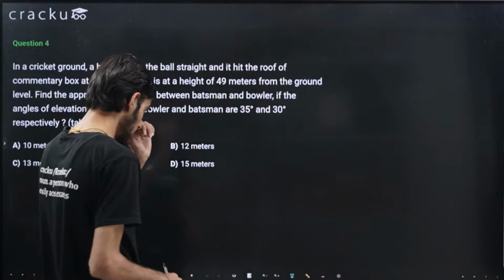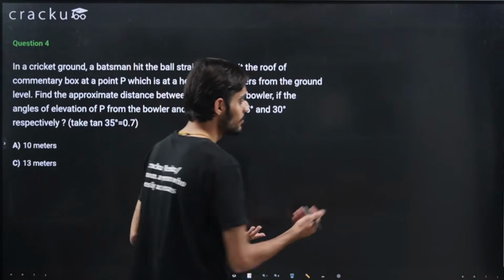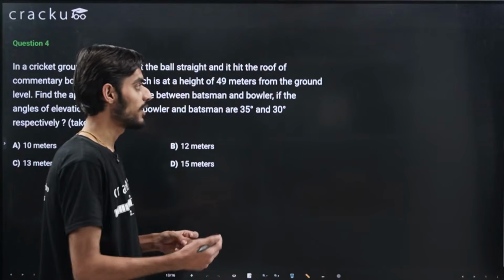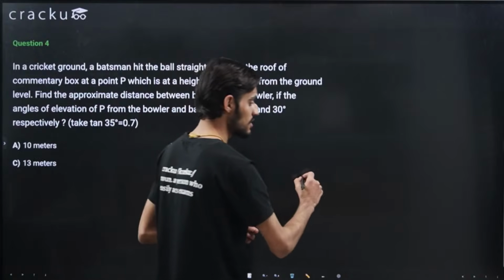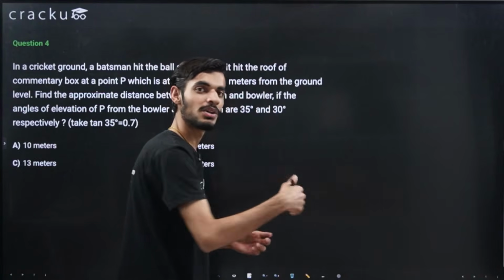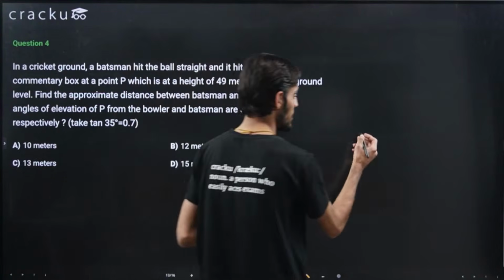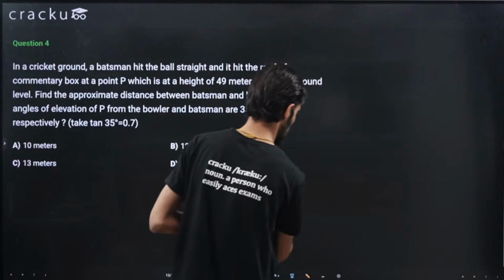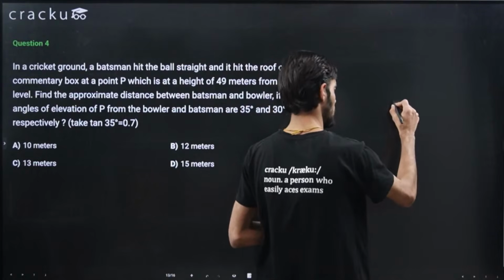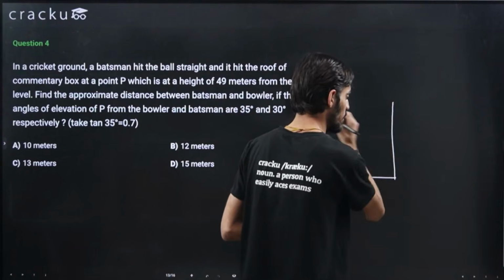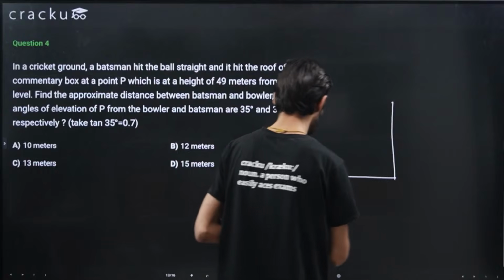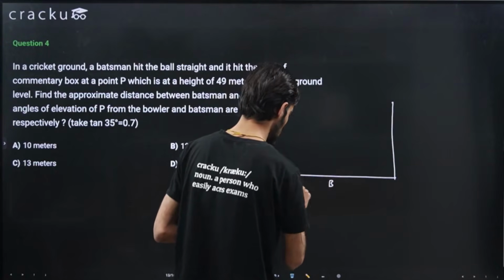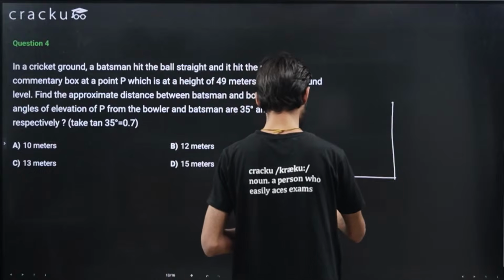Okay. Let's first start with getting the diagram right. It is in the height and distance question. It is very important to just frame the diagram first. If you are able to get the right diagram, you will be able to solve these questions very easily. So let's start with the diagram. Let's say this is on the ground. Okay, this is, let's say, the ground. This is the height of that commentary box. Okay. So somewhere here will be batsman and bowler. I'm denoting it by B.